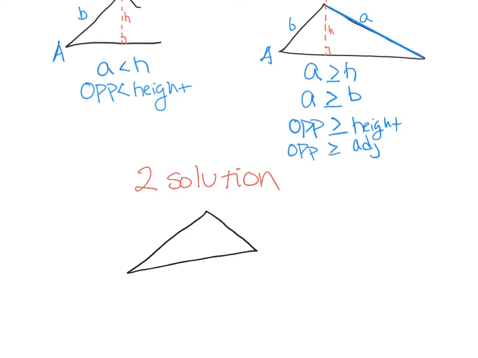We have A, B, A. Checking the height here. First thing, this A value, or the opposite side, is greater than the height. It makes a triangle, cool.